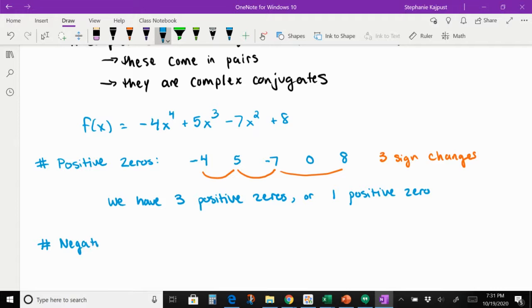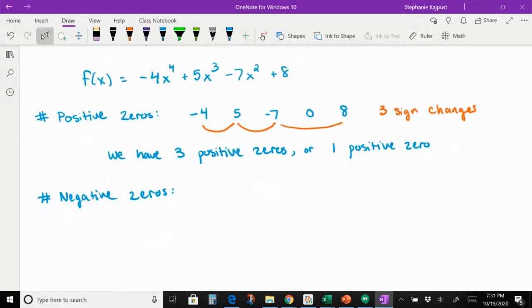So next is the negative zeros. And so for this, you have to first find f of negative x before you can do the coefficients. So you replace x with negative x everywhere because you're plugging that in.